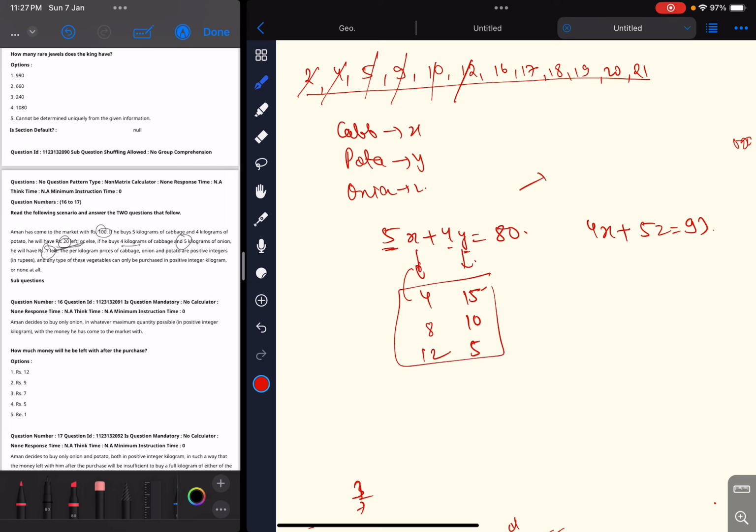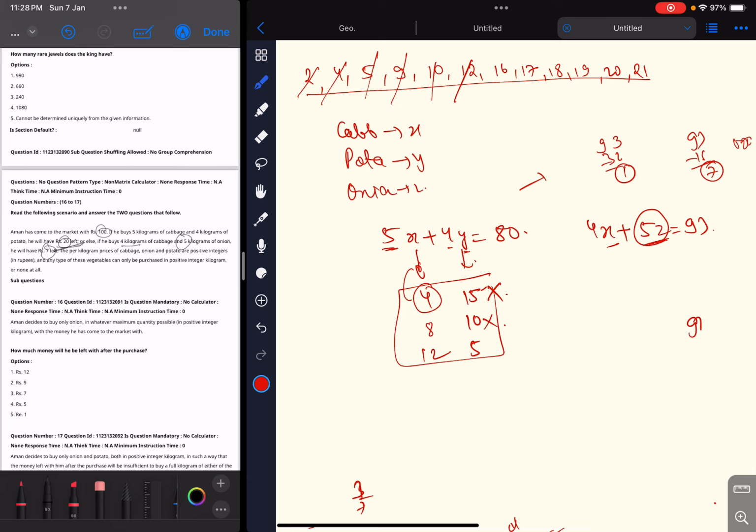Now come to here, same over here. If we keep x as 4, we'll get 16. So 93 minus 16 will give us 77 in the end, and we know that it won't be divisible by 5. This case is discarded. Now if we take 8, it will become 32. Again we'll get 61 in the end, and the unit digit won't be divisible by 5. So this case is also discarded.